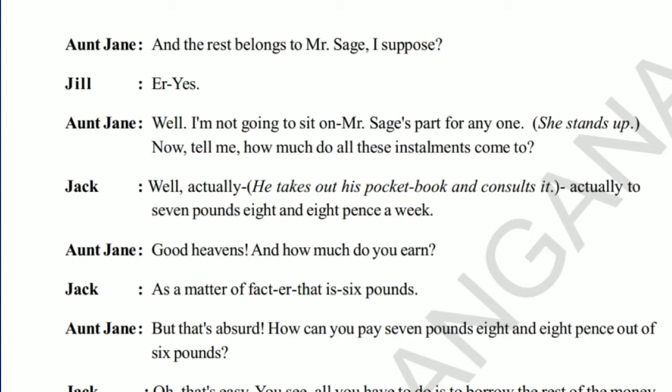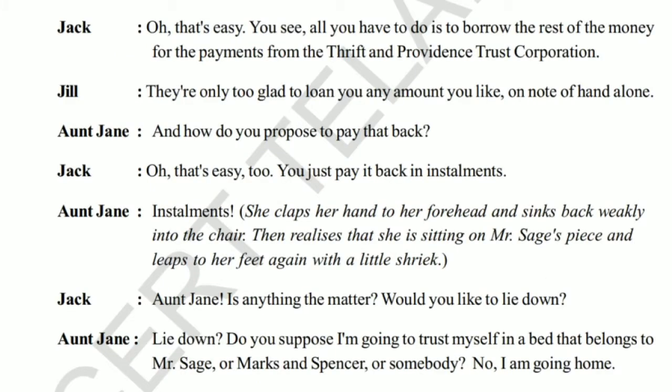And how much do you earn? As a matter of fact, that is £6. But that's absurd. How can you pay £7.08 out of £6? Oh, that's easy. You see, all you have to do is to borrow the rest of the money for the payments from the Thrift and Provident Trust Corporation. They are only too glad to loan you any amount you like on note of hand alone. And how do you propose to pay that back? Oh, that's easy too. You just pay it back in installments.